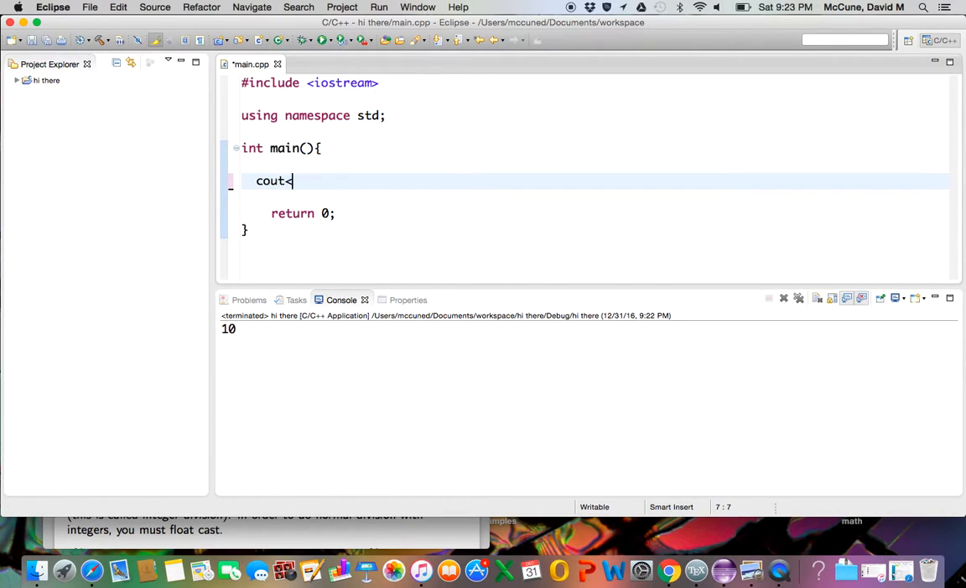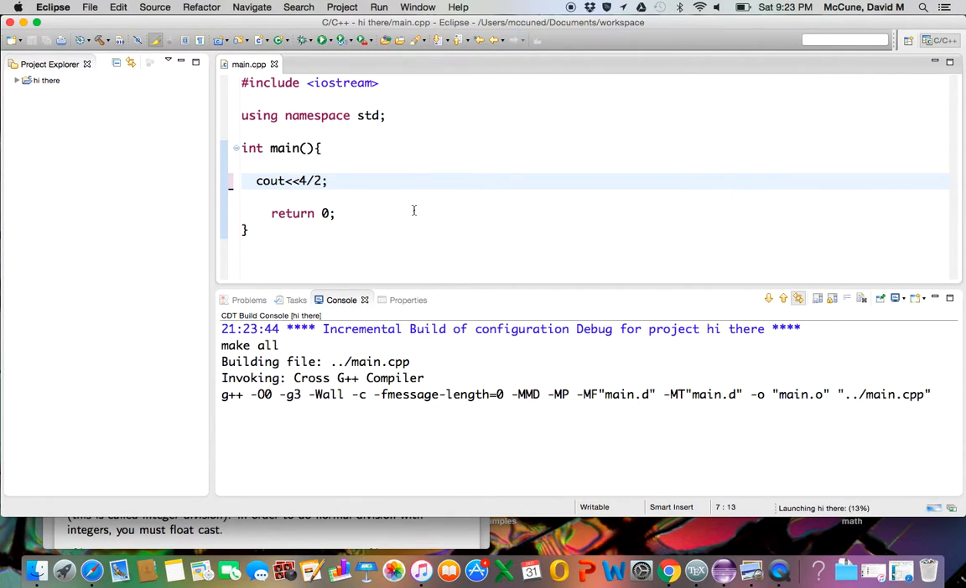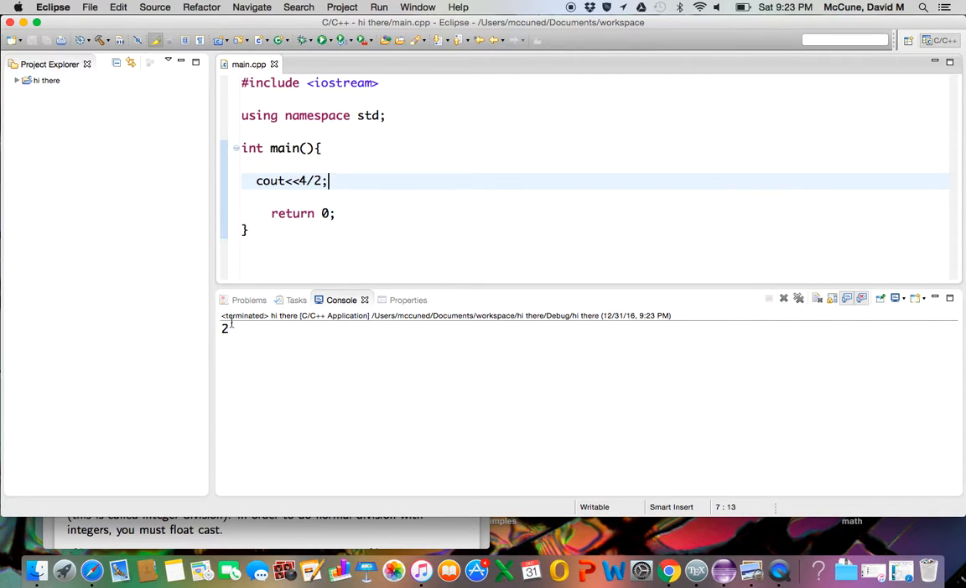Let's ask the computer what it thinks 4 divided by 2 is. Okay, let's start like that. So the slash symbol, like always, regardless of C++, means divide. So this is just saying print to the screen what you think 4 divided by 2 is. And if the computer knows what division is, it should of course print 2. Right? 4 divided by 2 is 2. Okay, nothing surprising there.